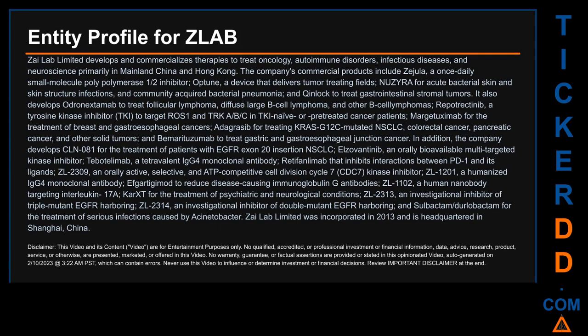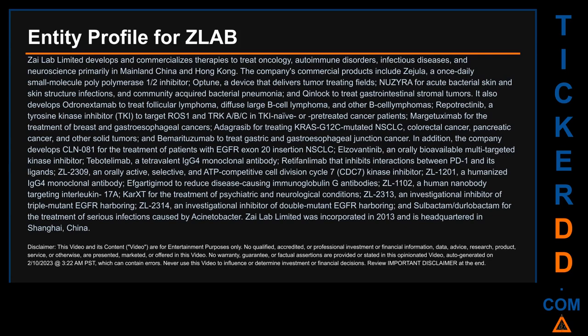ZLAB Limited develops and commercializes therapies to treat oncology, autoimmune disorders, infectious diseases, and neuroscience, primarily in mainland China and Hong Kong. The company's commercial products include Zejula, a once-daily small molecule poly(ADP-ribose) polymerase 1/2 inhibitor, Optune, a device that delivers tumor-treating fields, NUZYRA for acute bacterial skin and skin structure infections and community-acquired bacterial pneumonia, and Qinlock to treat gastrointestinal stromal tumors.